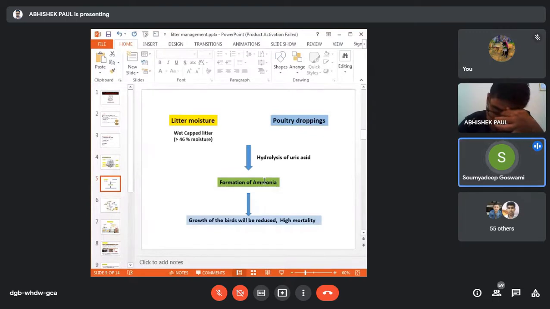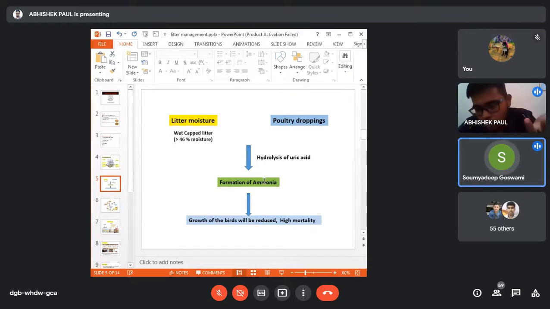Ammonia is formed from the litter, and it causes various types of problems like respiratory problems, and in the leg it causes severe burns. It is formed from litter moisture by hydrolysis of uric acid.